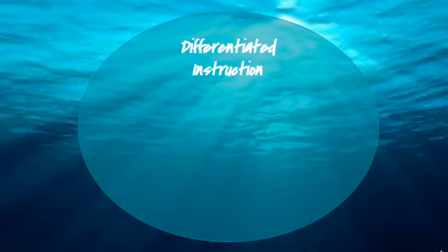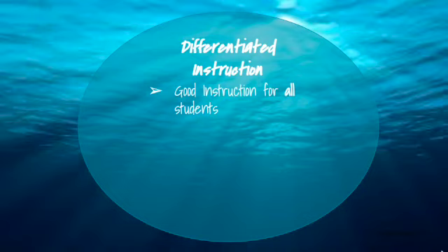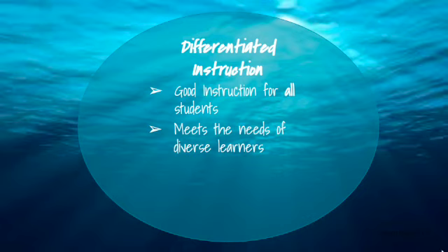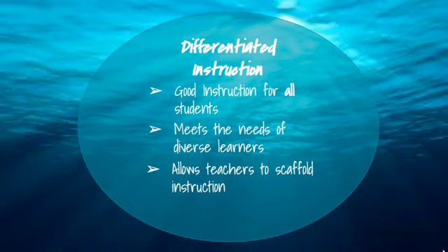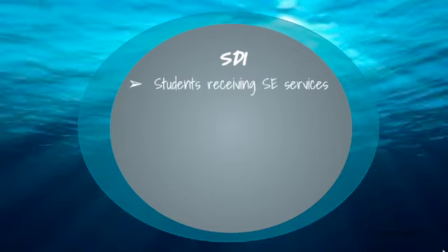It's time for a quick recap. Differentiated instruction is good instruction for all students. It meets the needs of diverse learners' abilities and backgrounds and allows teachers to scaffold instruction. Specially designed instruction is instruction that has been adapted for a student with a disability who has an IEP. The instruction provided is to help the student master an IEP goal or objective.